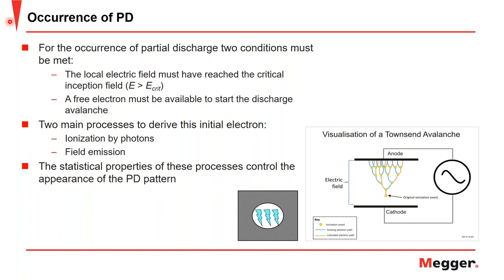One is the ionization by photons, which is a natural event. These photons would hit a gas molecule, knocking an electron to become available, or field emissions triggered artificially, such as X-ray treatment. And the statistical properties of these processes control the appearance of the PD pattern, and we will see an example of this later.